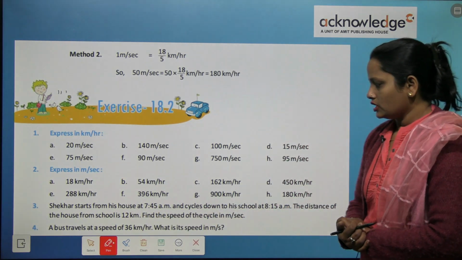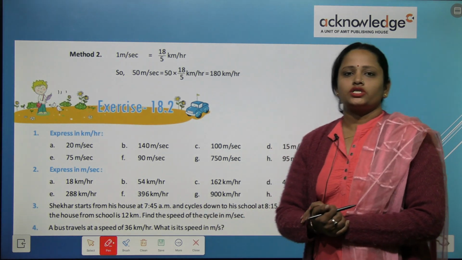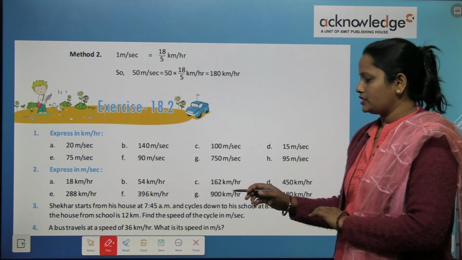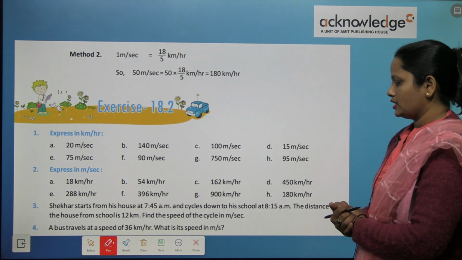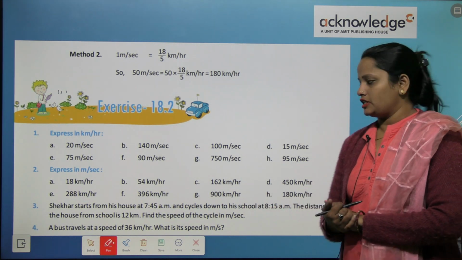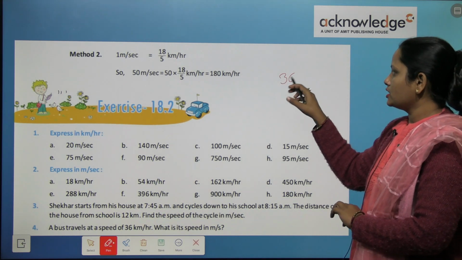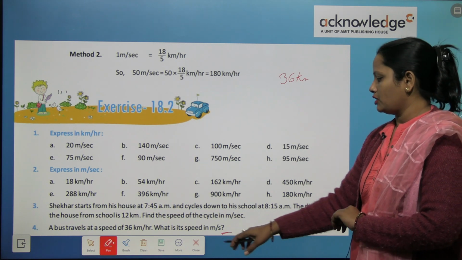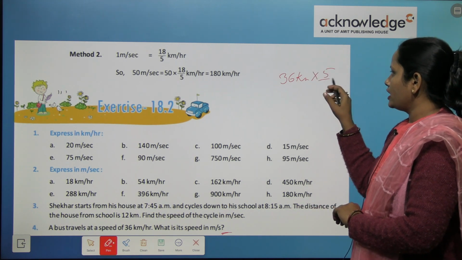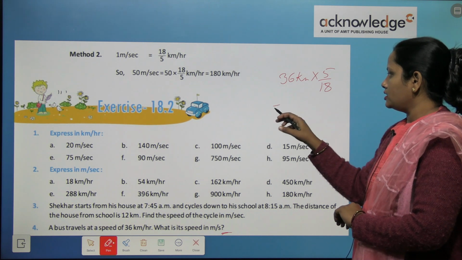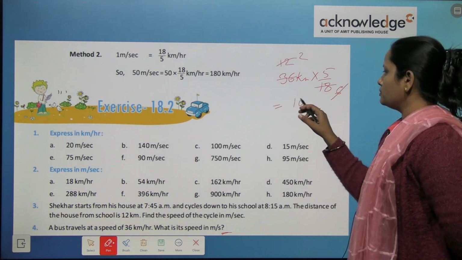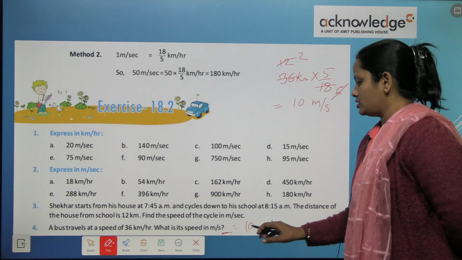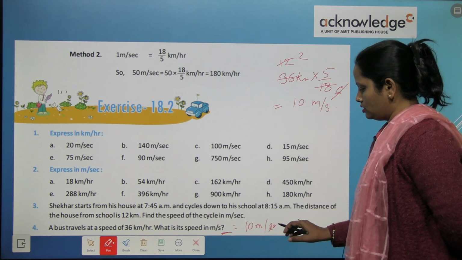Next, let's do question number 4. A bus travels at the speed of 36 km per hour. What is the speed in meter per second? The bus is moving at 36 km per hour, and we have to convert it into meter per second. So we will multiply it by 5 upon 18. So we will get 10 meter per second.